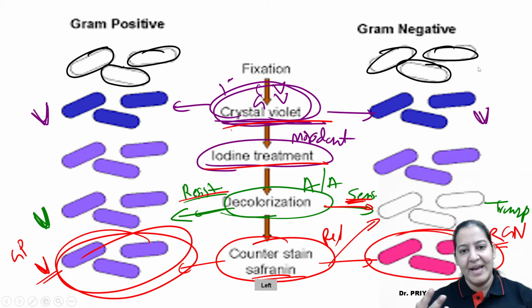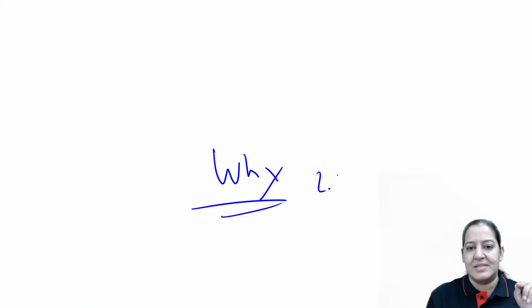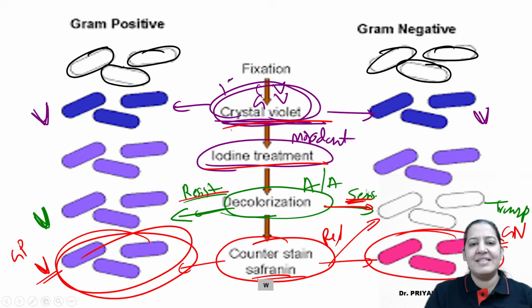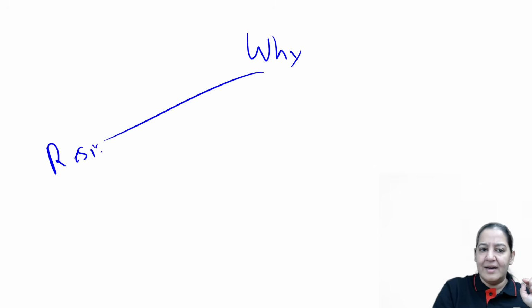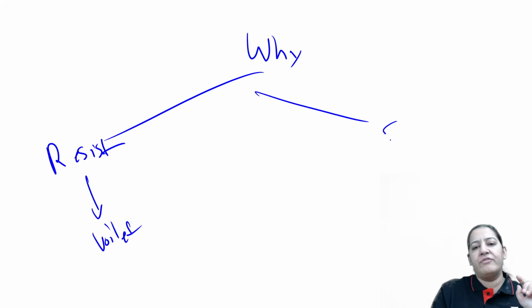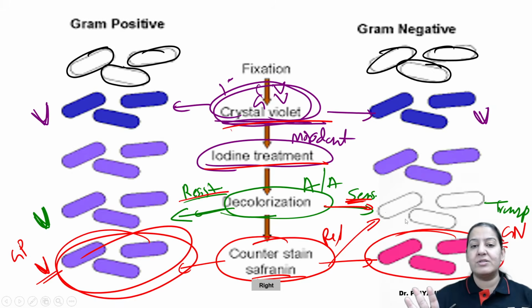Now my next question is why? Why is this happening? The difference is in the third step. Why do some bacteria resist the decolorizer, which is why they are violet in the end, and why are some of them sensitive to the decolorizer, which is why in the end they are red? I will answer this question first.